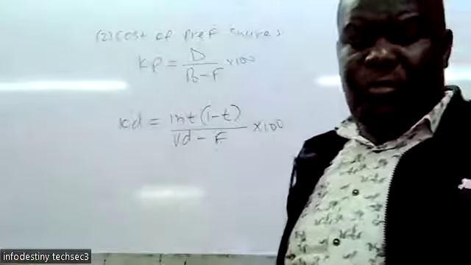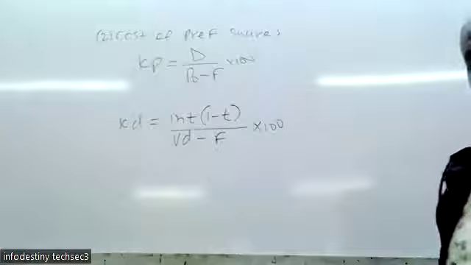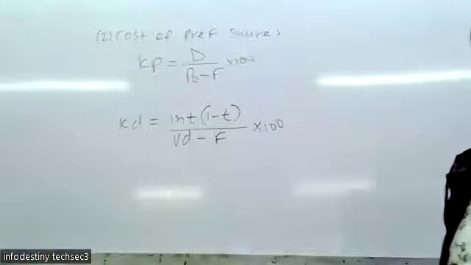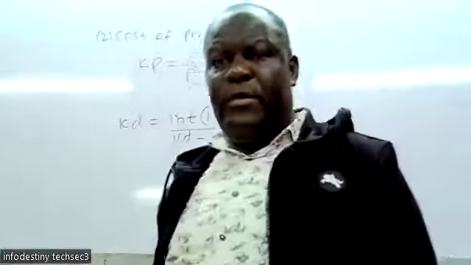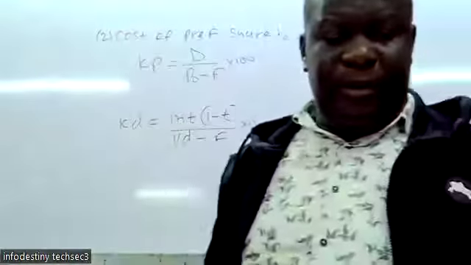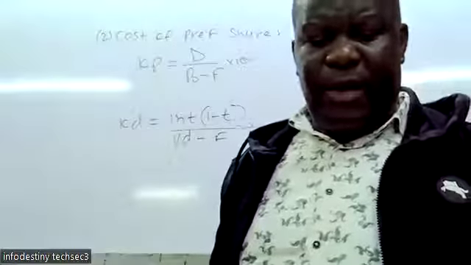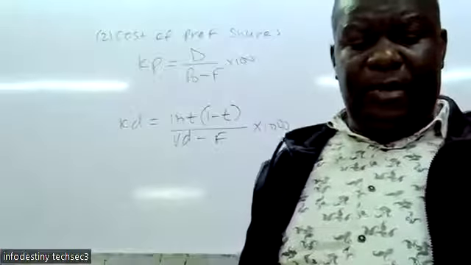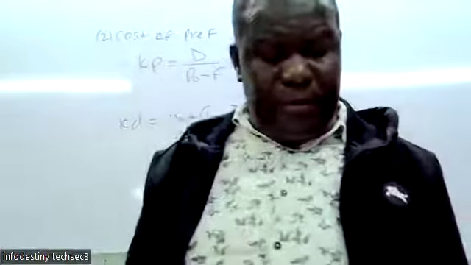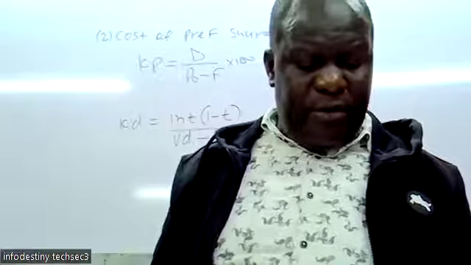Roman letter 2, we go to redeemable debenture. Under redeemable debenture, you summarize that these are debentures with a defined maturity period.